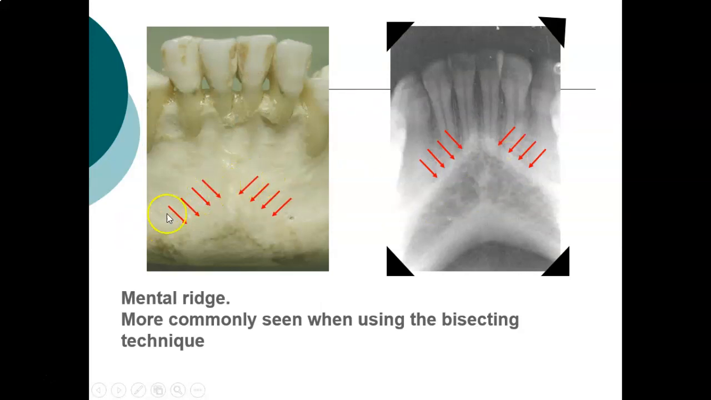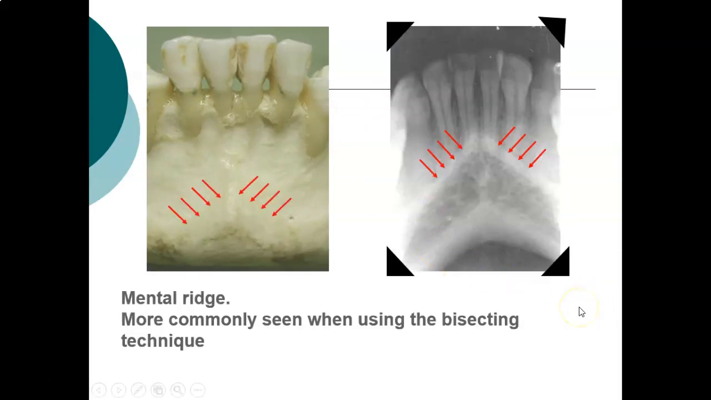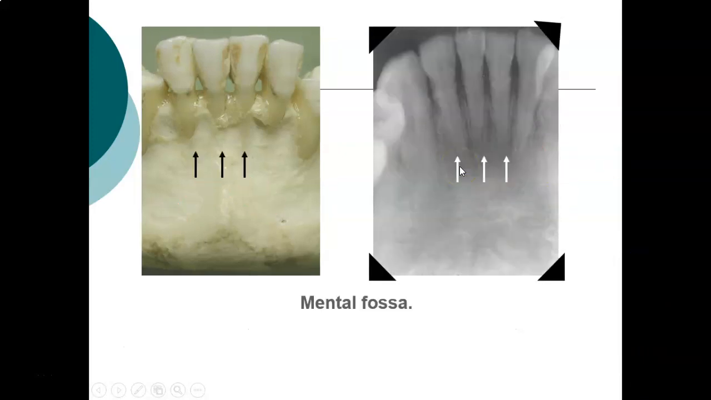So here again we have the mental ridge right down the front. It shows up really well here on this radiograph, the mental ridge. So it's commonly seen when doing the bisecting, and that's because you'll look down at a steeper angle, and so you'll pick up the denser bone there.